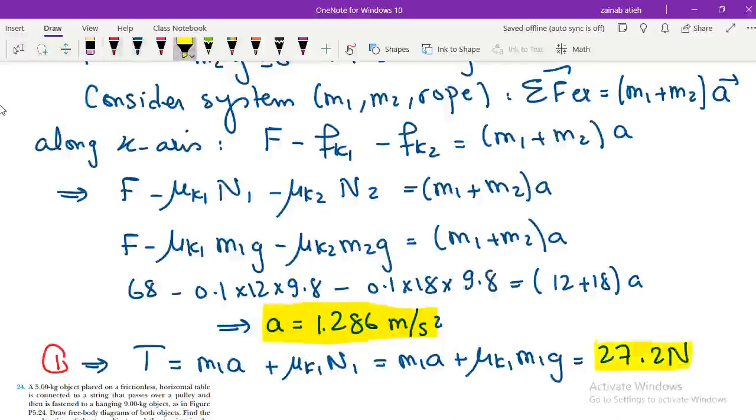Someone could also substitute in equation 2 and find the tension, and that is also correct. It's not wrong because the tension is the same in the rope on both sides of the rope.